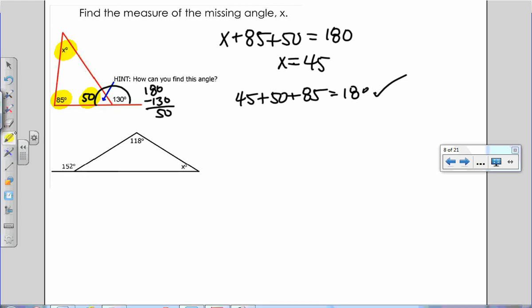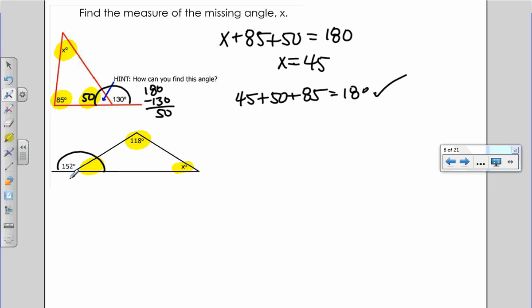Same method here. In order to figure out what x is, we must know what the three angles inside are, but I have one missing on my inside. So I take 180, subtract 152, should get 28. So this angle is 28. 28 plus 118 plus x equals 180.